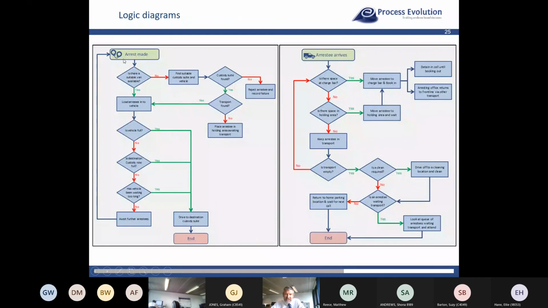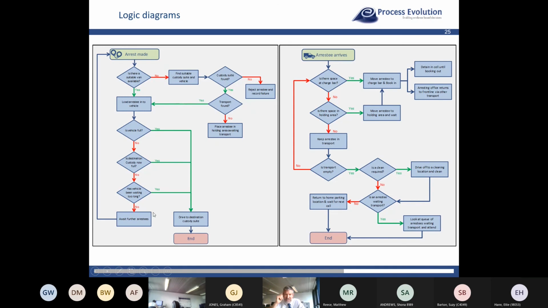Behind that model, there's a whole load of logic, though. There's what happens when the arrest is made. If you remember from process diagram world, diamond-shaped boxes are questions where you can go either way. So is there a vehicle ready for me? No, there's not. So I find a suitable vehicle. Is there a custody suite available? Yes, I then allocate the vehicle to custody and all sorts of things.